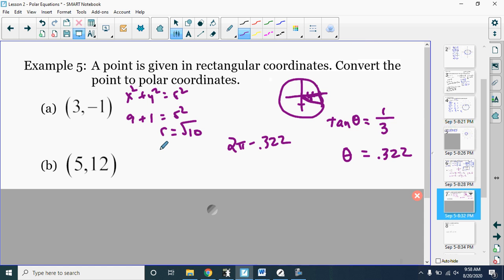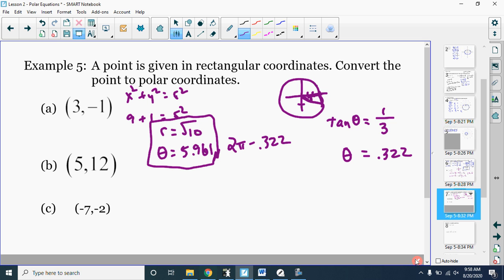0.961. That's the angle we want. And you can list it like that, or you can write it kind of as an ordered pair. Let's do one more of these. Let's do part C, actually.